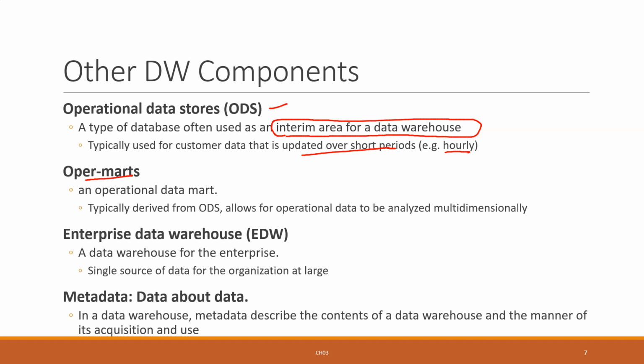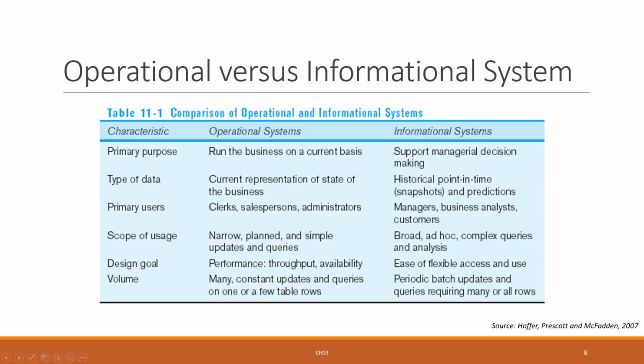Oper marts is a data mart that might work at the operational level. Enterprise data warehouse is a larger data warehouse. It's a single source of data. Remember, we're talking about the single version of the truth. Enterprise data warehouses really help out with that. And then there's always data about the data, and sometimes you have to have the metadata in a data warehouse itself.